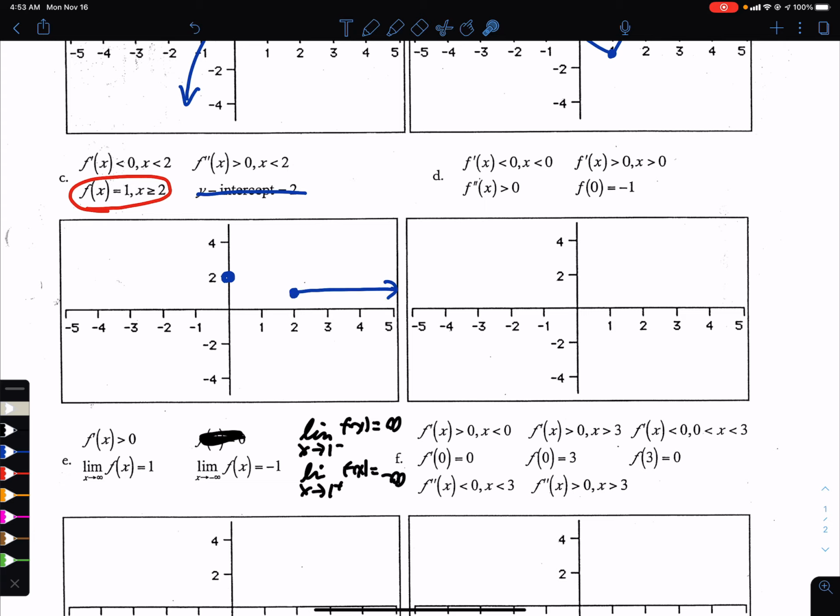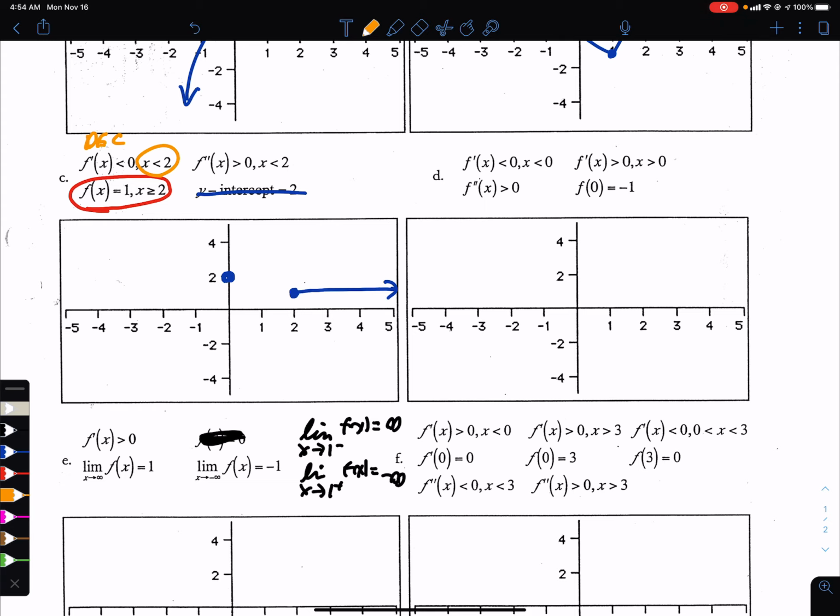Okay, let's look at this one here. This means the function is decreasing. The derivative is negative. Where? Left of 2, where x is less than 2. So left of 2, it's decreasing.